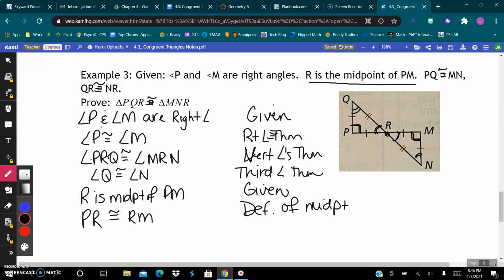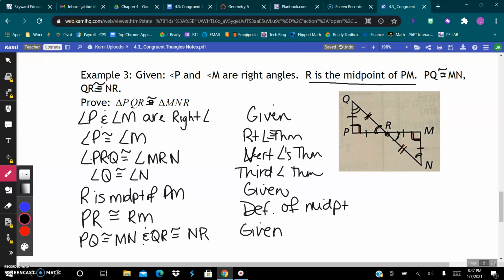And then PQ right here and MN are congruent, and QR and RN are congruent, and that was given to us up there in the first part of our example. So PQ is congruent to MN, and QR is congruent to NR, and we say that was given.